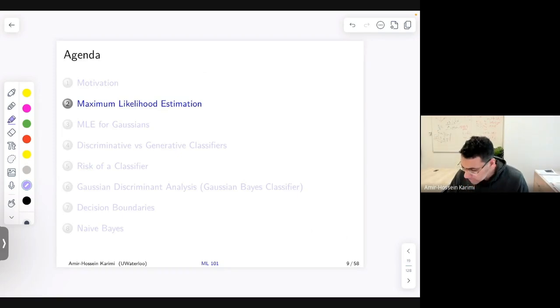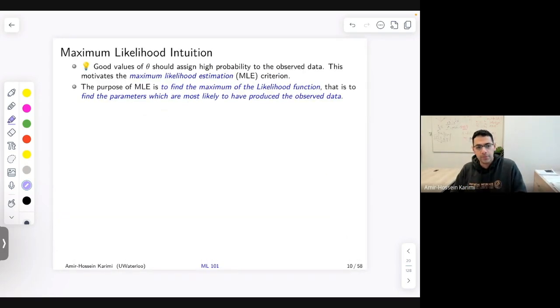Maximum likelihood estimation says that good values of theta, like the 55%, should assign high probability to the observed data that I have. And so that's really the motivation and intuition behind maximum likelihood estimation, or MLE criteria. So the purpose of maximum likelihood estimation, as its name says, is the maximum of the likelihood function. That is to find the set of parameters which are most likely to have produced the observed data.